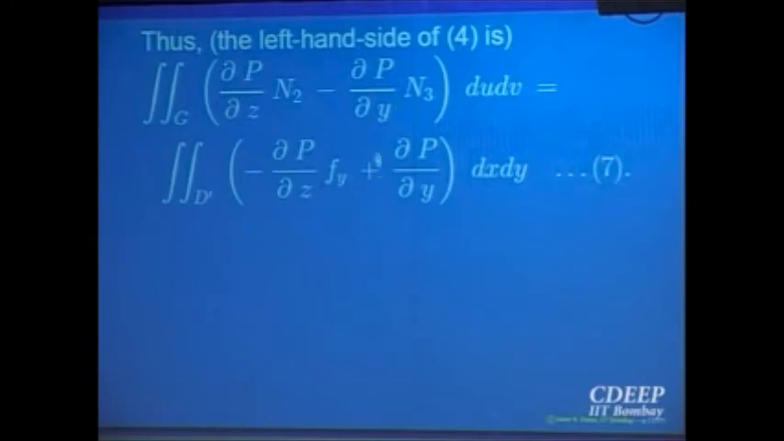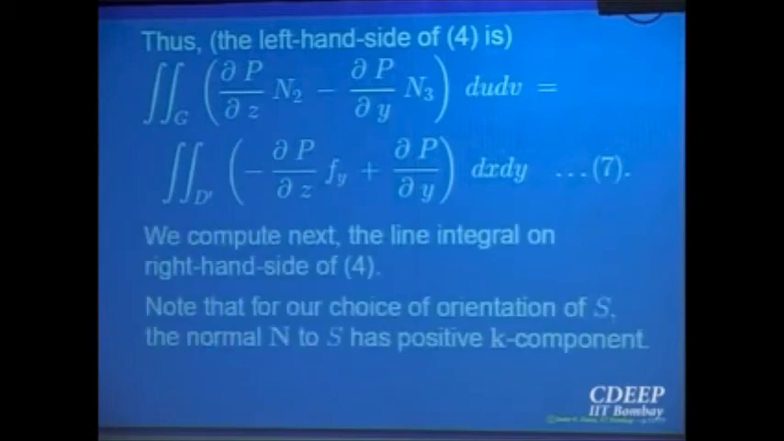So put the value of n2, put the value of n3. That is what we want to prove is equal to the integral of P dx. We have computed the left hand side. Let us compute the right hand side, P dx. So how do you compute P dx? You have to give an orientation. You have to give a parameterization for the curve over which you want to integrate.